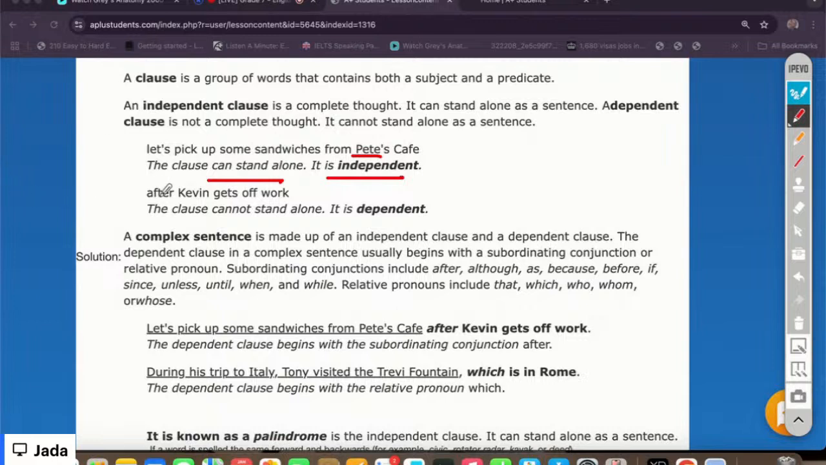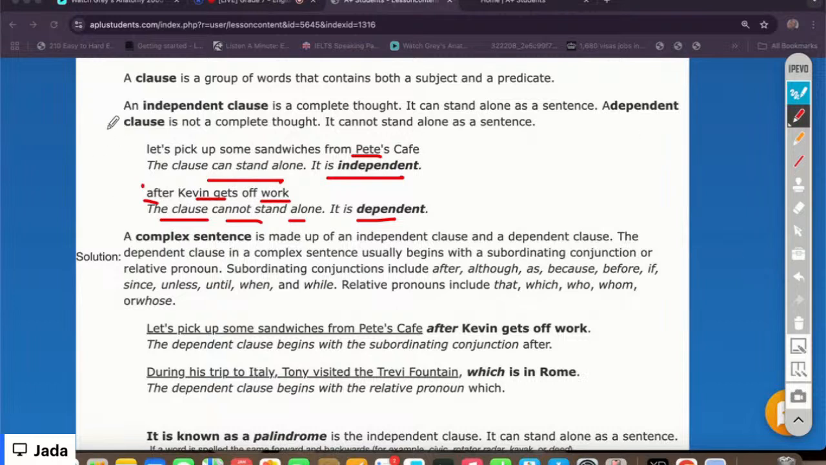Then we have: after Kelvin gets off work. After Kelvin gets off work, the clause cannot stand alone. Now when we say the clause cannot stand alone, it is dependent. So why can't this clause stand alone? Because it just says after Kelvin gets off work. So what happens after Kelvin gets off work? We have no idea, right?